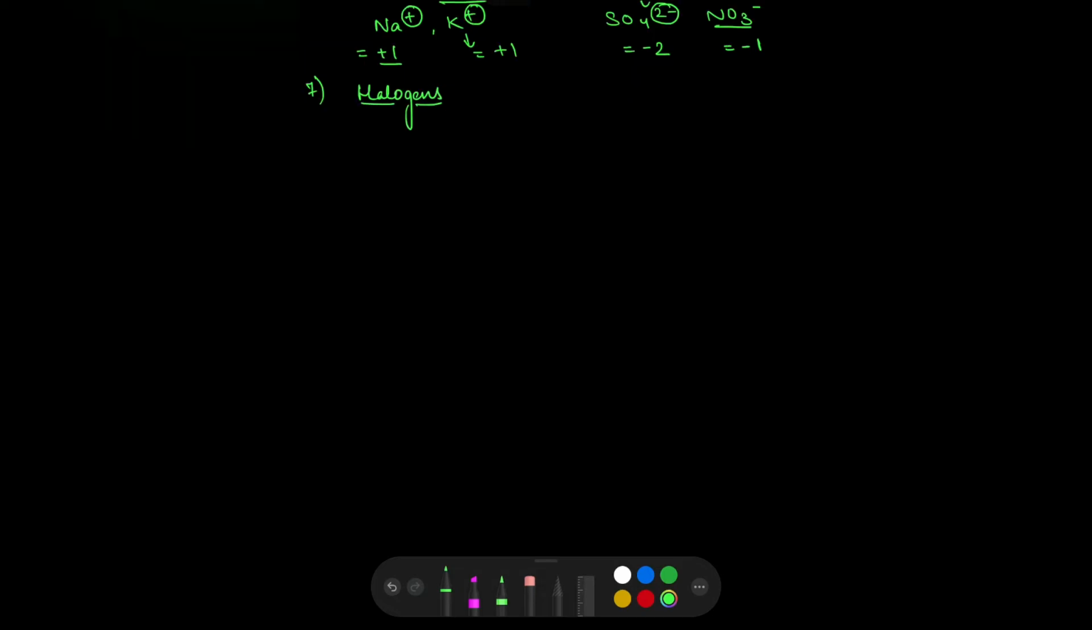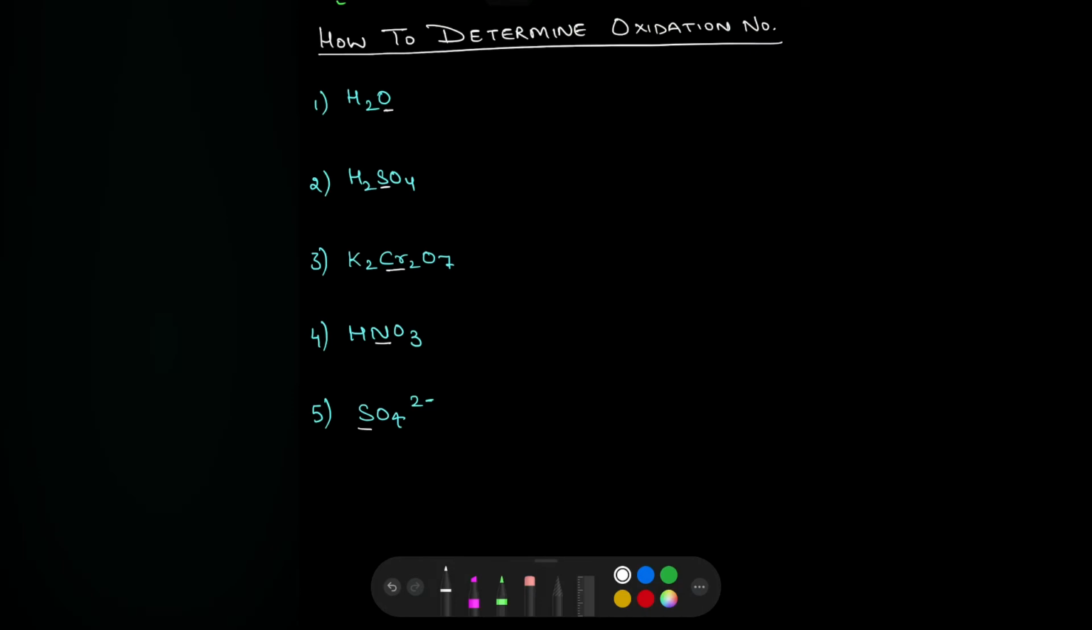For the halogens, the oxidation number is -1. So for fluorine, chlorine, bromine, iodine, the oxidation number will be -1. So let's find the oxidation number of the underlined atoms.